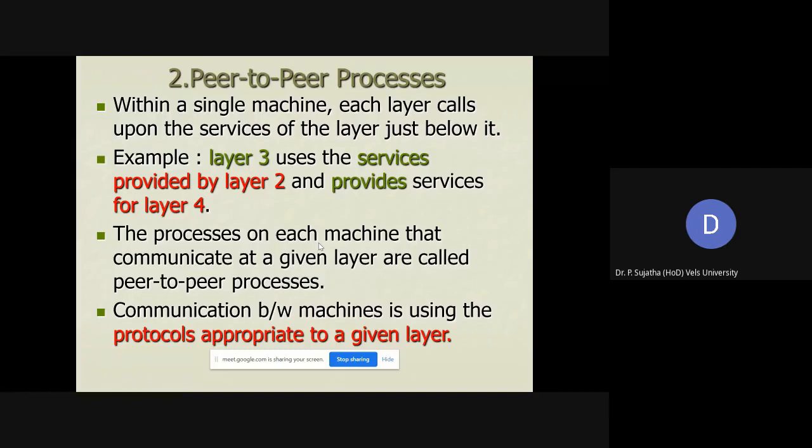So how does the data transmission occur? In your single system itself, the data will be communicated among all the 7 layers. Each layer will communicate with its nearby layer through the peer-to-peer process. For example, layer 3 uses the services provided by layer 2. What is layer 2? Data link layer is layer 2 and network layer is layer 3. So layer 3 gets the service provided by layer 2 and provides the service to layer 4. Understood or not?